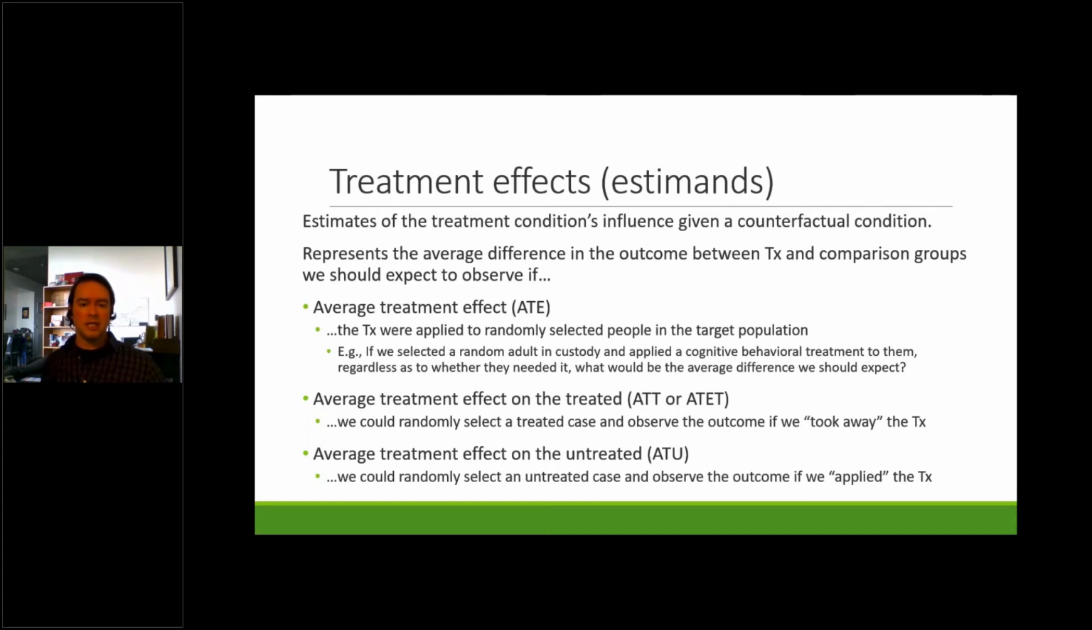The ATU is the average difference in the outcome between treatment and comparison groups we should expect to observe if we could randomly select an untreated case and observe the outcome if we actually applied the treatment to them. So it's the same alternate universe idea, except we're grabbing somebody who didn't get the treatment and saying, well, what would this person look like if we did actually give them the treatment, that exact person?